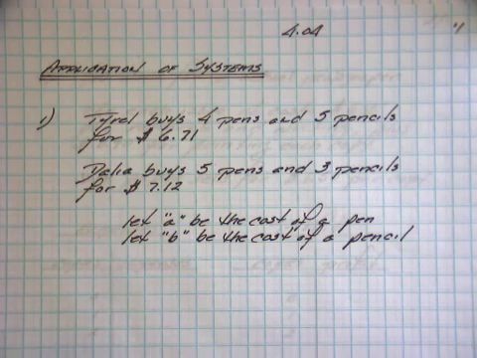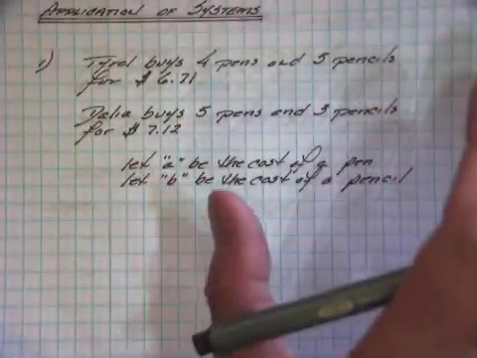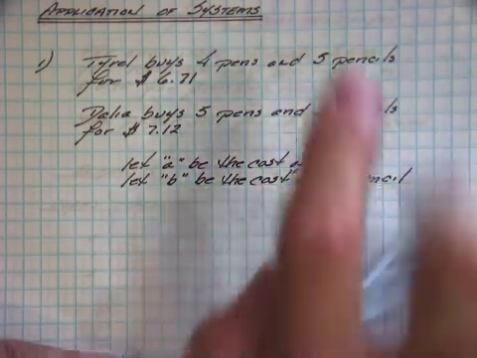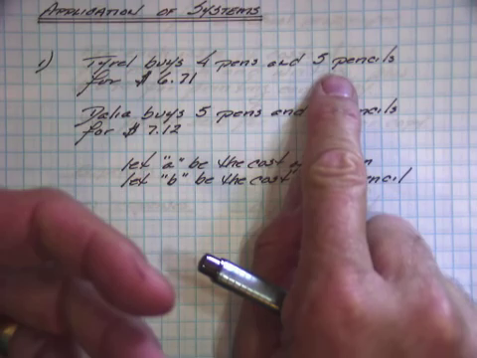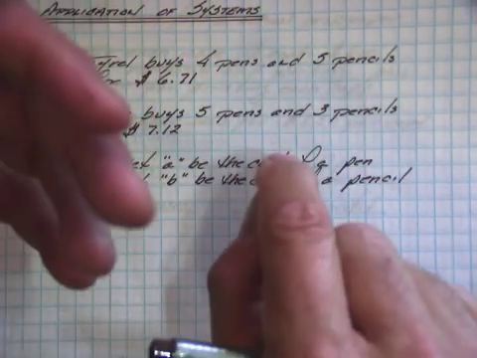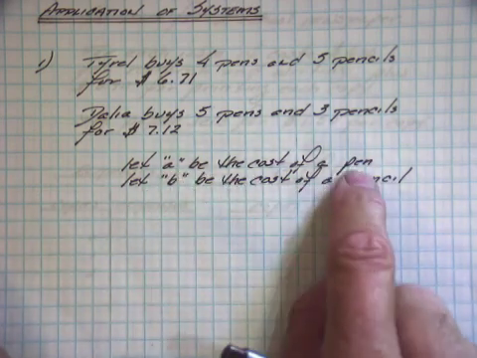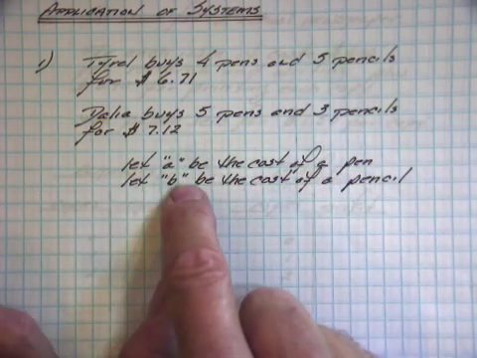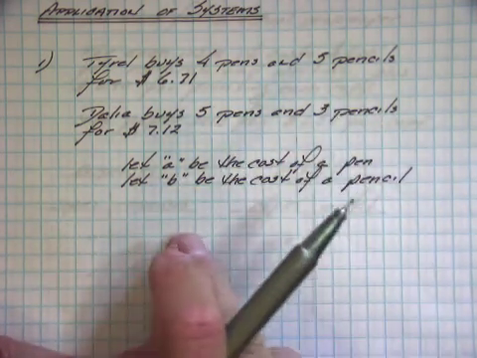Well, let's talk about Tyrell for a second. The first thing you want to do is identify variables. Now, I could have used P for pens, but then it's P for pencils as well. So I couldn't find variables that made a lot of sense. So I just said, I'm going to let A be the cost of a pen and B be the cost of a pencil. Very straightforward.